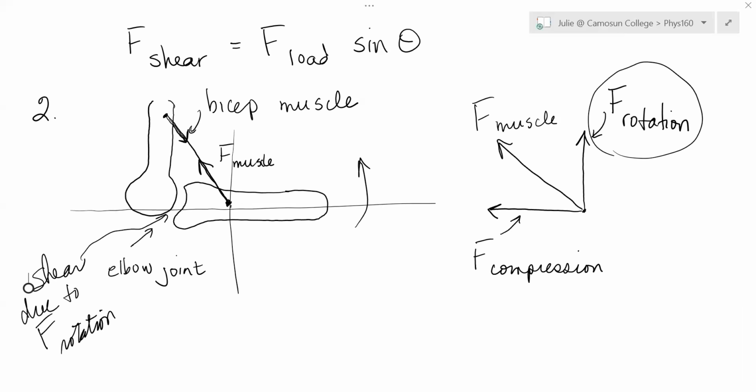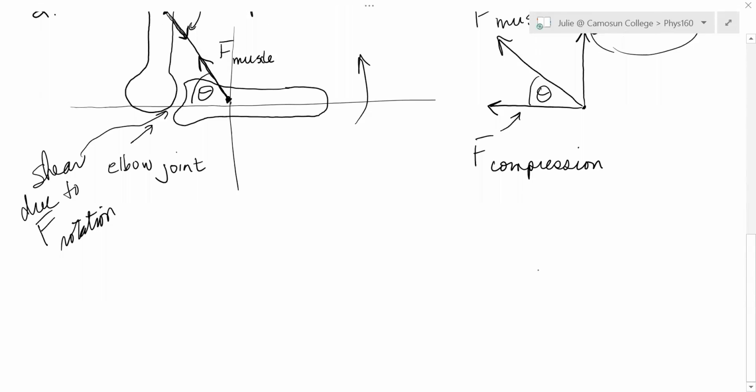Okay, so now how are we going to do these angles? Well, it depends what angle you're given. So often we're given, let's do a different one this way. Let's say we're given this angle here. And the question is, what is the rotational component and what is the compressional component of that muscle force? So if I bring it over here, there's our angle. Now our triangle looks like this.